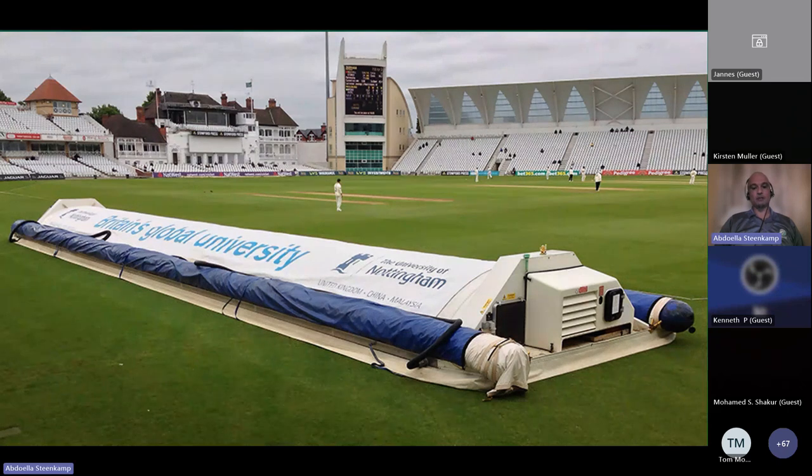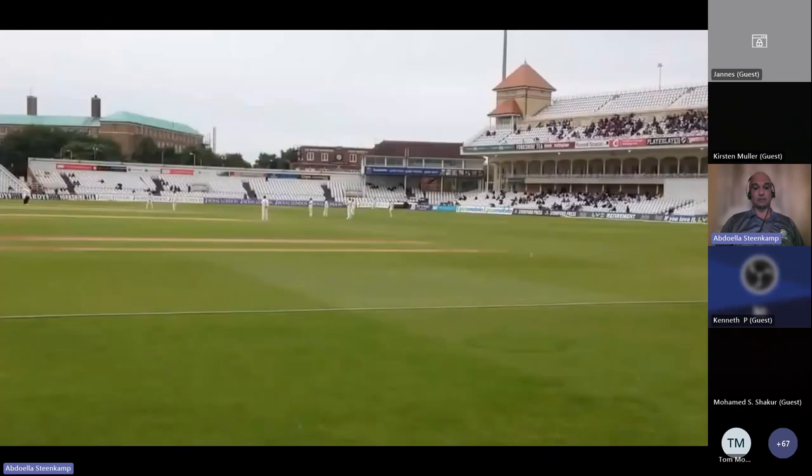This is just an example of Trent Bridge, of the Test match ground Trent Bridge in England. There are various covers that they use. Most grounds use plastic sheet to cover it, but in certain grounds in England, they do use these type of covers. I'm going to play you a video now. This is again Trent Bridge in England, where you'll see the ground staff bringing on the covers to cover the pitch.